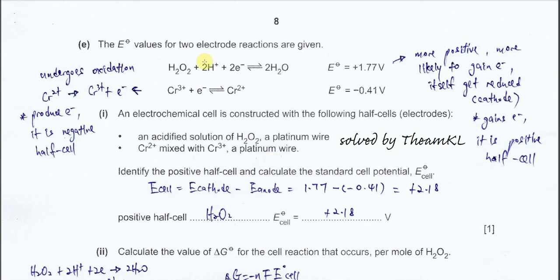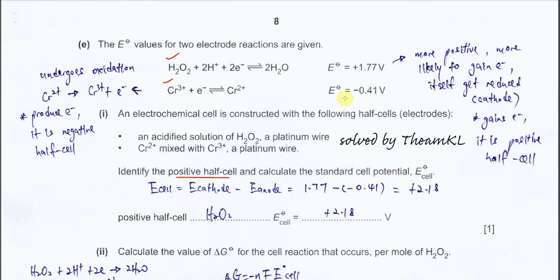For part E, two half cells are given, and the E0 of each half cell is also provided. For this part 1, an electrochemical cell is constructed with the following half cells: an acidified solution of H2O2 with platinum wire, which is this one; and chromium 2 mixed with chromium 3 with platinum wire, which is this one. Identify the positive half cell and calculate the E0 cell.